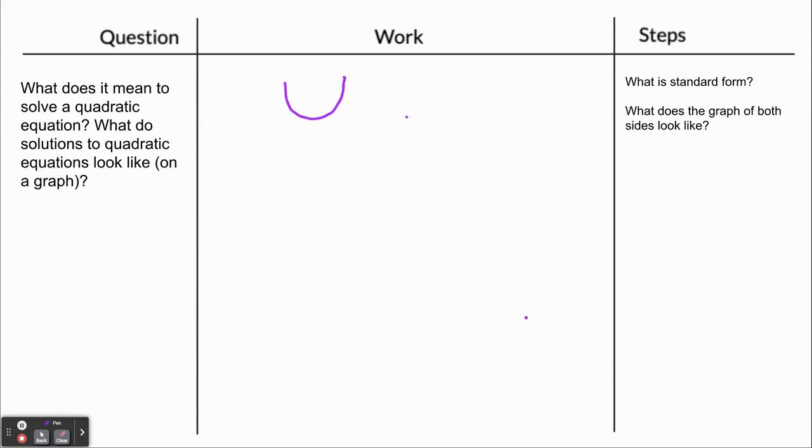It gives us a U shape, whether it's facing up or facing down. A quadratic gives us a U. So when we're solving a quadratic, let's say we have a quadratic on a coordinate plane here. This is kind of what it would look like on a graph. Again, just kind of a random one here.